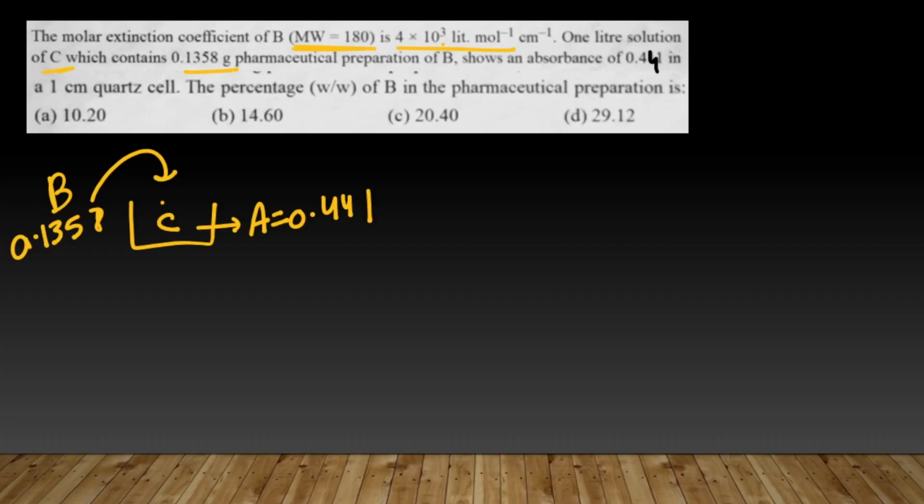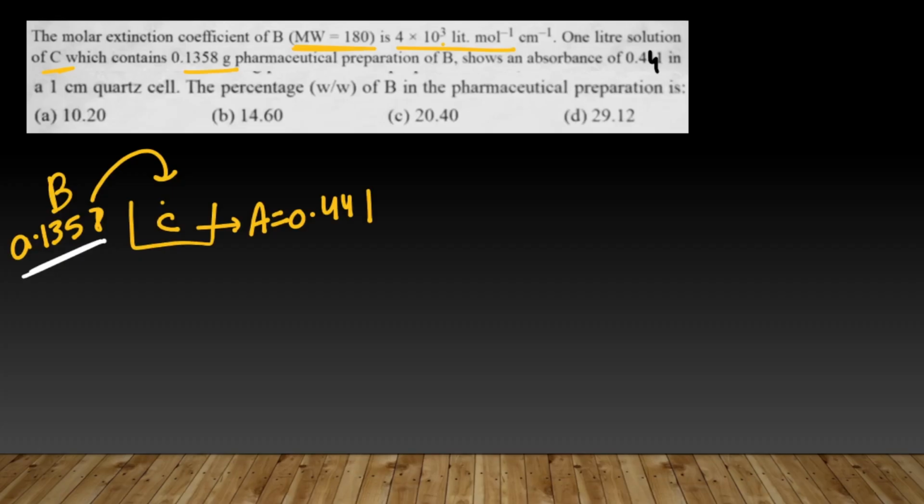Okay, and with the quartz cell which is of 1 centimeter, they have measured this much absorbance. So what is the percentage weight by weight in this pharmaceutical preparation, which means, of the absorbance value that you are getting, how much amount of the B component is involved. We are thinking that all of this B is giving us this absorbance. So is it true or not? How will we be doing this?